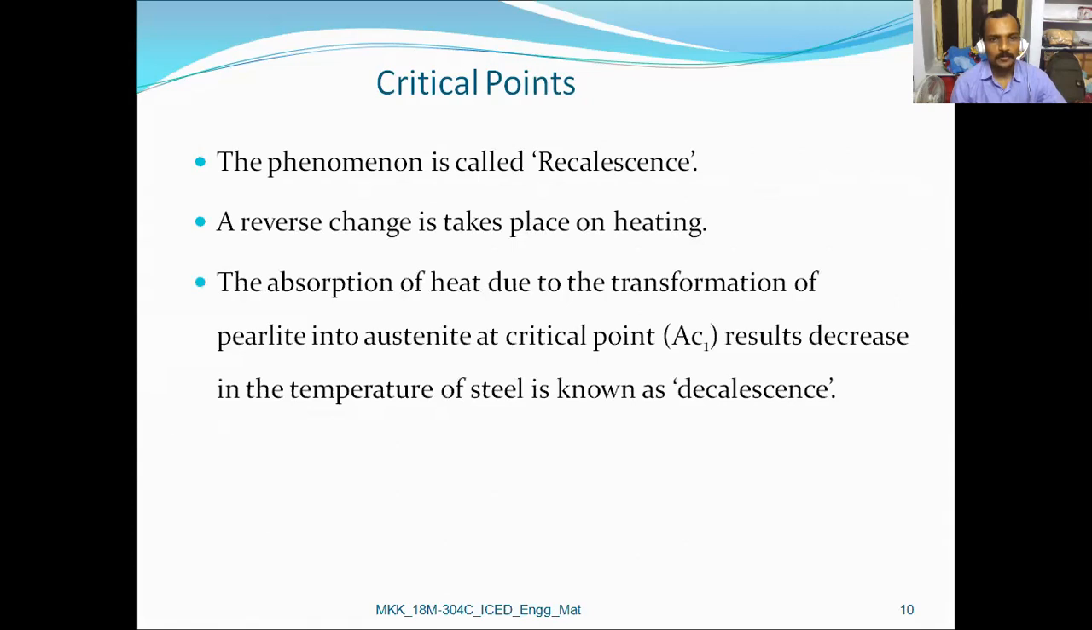The absorption of heat due to the transformation of pearlite into austenite at critical point Ac1, where Ac is given for heating, results in a decrease in the temperature of the steel, known as decalescence. So Ar1 is known as recalescence and Ac1 is known as decalescence.